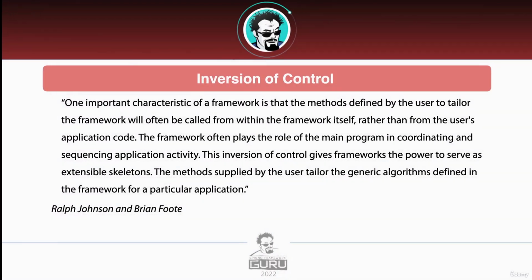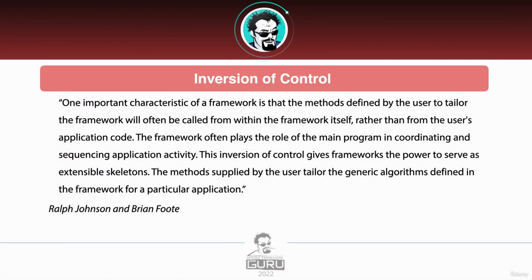This is another quote by Ralph Johnson and Brian Foote. One important characteristic of a framework is that the methods defined by the user to tailor the framework will often be called from within the framework itself, rather than from the user's application code. The framework often plays the role of the main program in coordinating and sequencing the application activity. This inversion of control gives frameworks the power to serve as extensible skeletons. The methods supplied by the user tailor generic algorithms defined in the framework for a particular application.